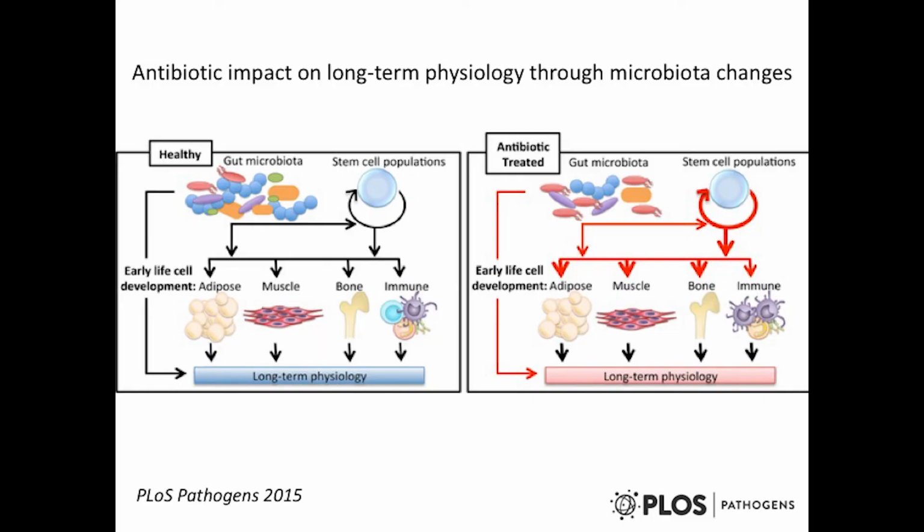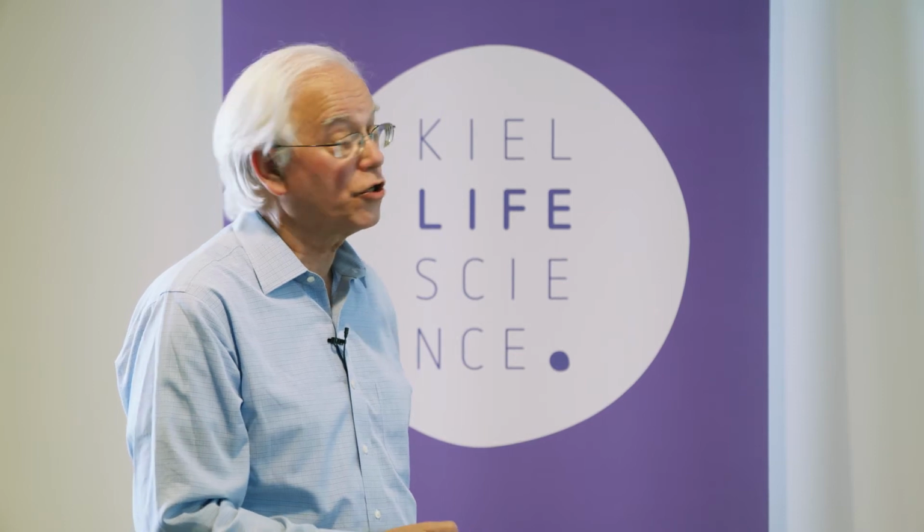So our big picture hypothesis is that antibiotics are having an impact on long-term physiology through microbiota changes. That in health, the ancient gut microbiota is talking to developing cell populations, and the nature of that conversation is affecting early life cellular development in adipose tissue, muscle, bone, immune tissues. This leads to long-term physiology in health. In contrast, our hypothesis is that antibiotic perturbation or other kinds of perturbation are changing the gut microbiota. They're changing the conversations with developing cells, and these are changing tissue development, leading to an altered long-term physiology. So this is the hypothesis.